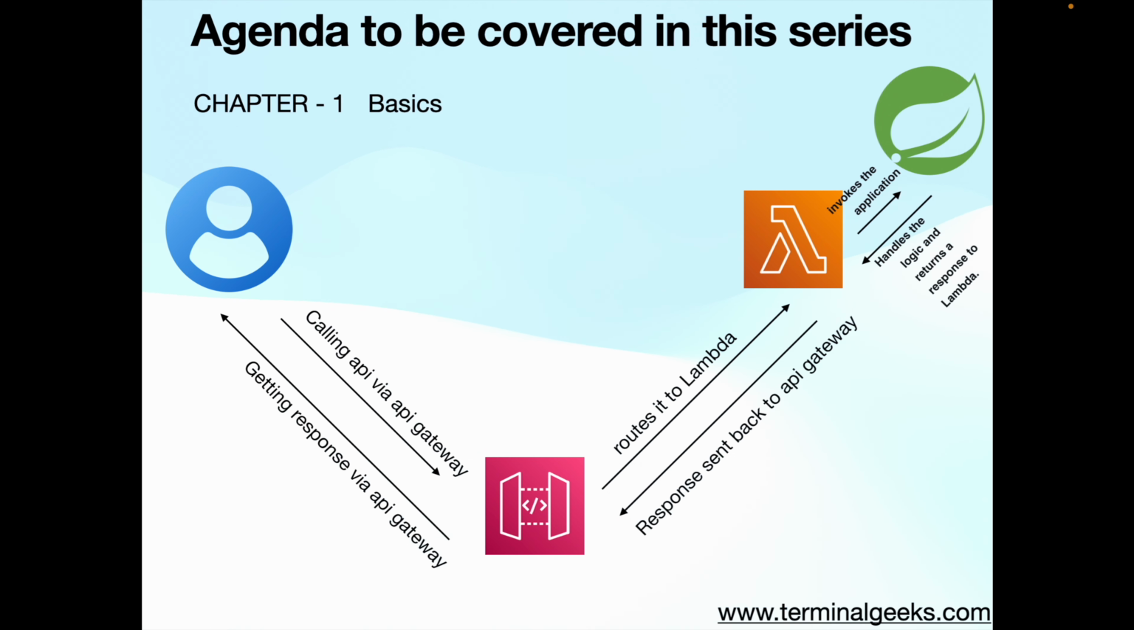When the user hits the HTTP request, the request goes to the API gateway and the API gateway routes the request to the Lambda. Then Lambda, which has the Spring Boot application deployed on it, invokes the application. The Spring Boot application handles the logic and returns the response to the Lambda. When the Lambda gets the response, it sends the response back to the API gateway, and the API gateway sends the response to the user.